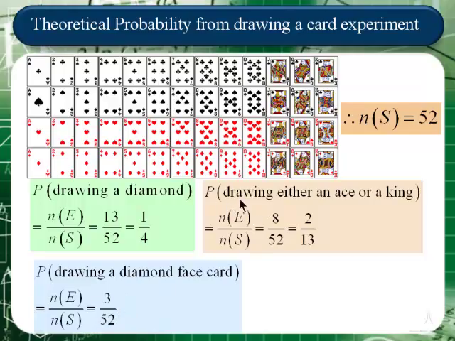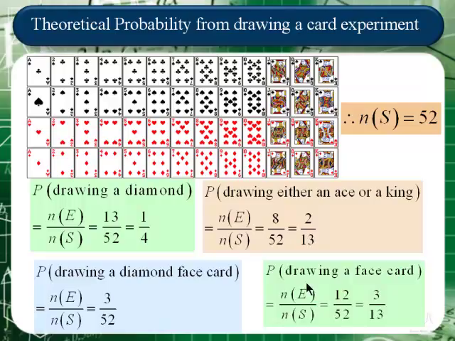The third example, the probability of drawing either an ace or a king. There are 4 outcomes where you have an ace, and 4 outcomes where you have a king. So the cardinal number for this event is therefore 8, right? The 4 aces and the 4 kings, while the cardinal number of the sample space is still 52. So that probability is 2 over 13, which can be expressed as a percentage or a decimal or even a ratio.